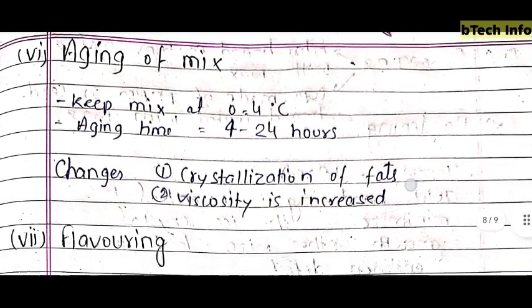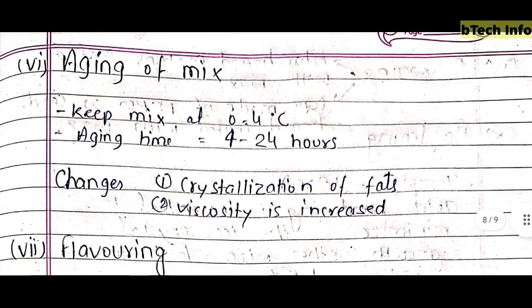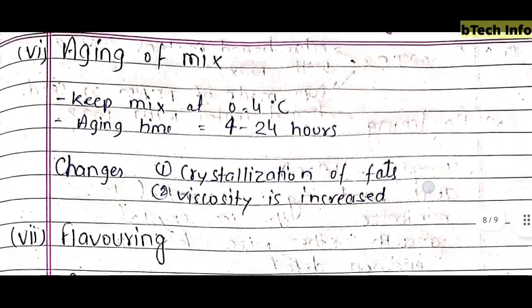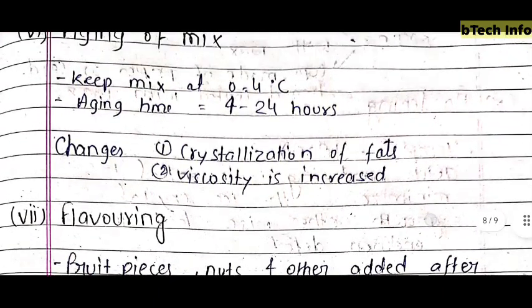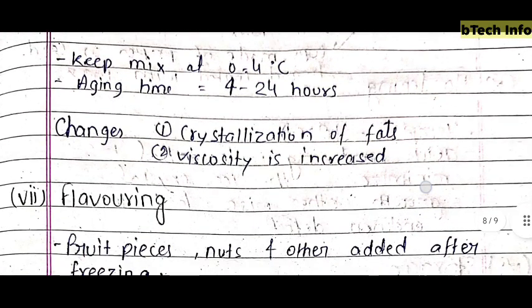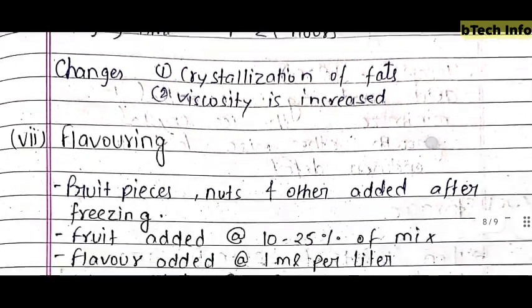Now after the pasteurization, we do the aging of the mix. Keep the mix at 0 to 4 degrees Celsius, and the aging time should be 4 to 24 hours. What does aging do? Aging causes crystallization of fat, and it increases the viscosity of the mix.